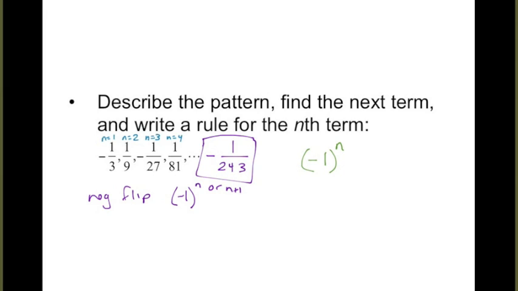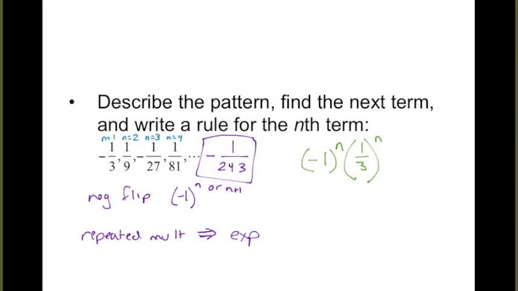Okay. Now, we said the bottom is multiplying by 3. So what we have here is repeated multiplication. We're multiplying by 3 and multiplying by 3 and multiplying by 3 and multiplying by 3. What is the same thing as multiplying by something over and over and over? An exponent. So when we have repeated multiplication, our rule is going to have exponents. So what we have in this problem is that we have 1/3 multiplied over and over and over and over.